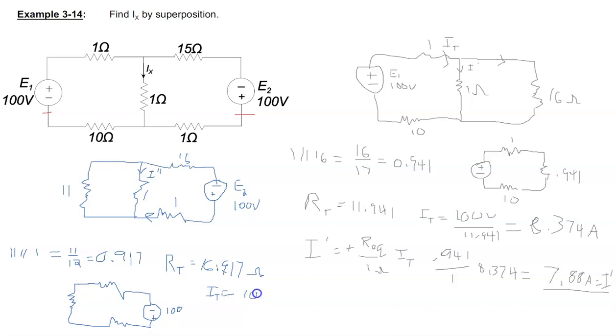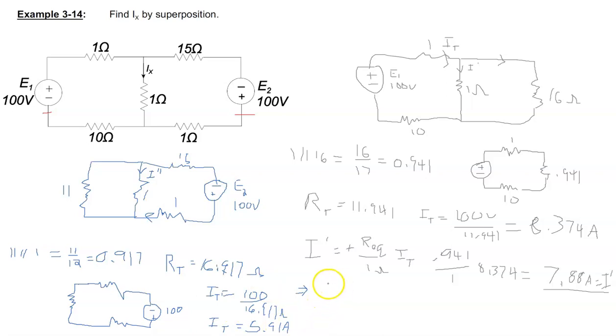IT then equals 100 volts divided by 16.917 ohms, and IT is equal to 5.91 amps. Okay, so I'm going to go ahead and put the rest of my answer over here now.